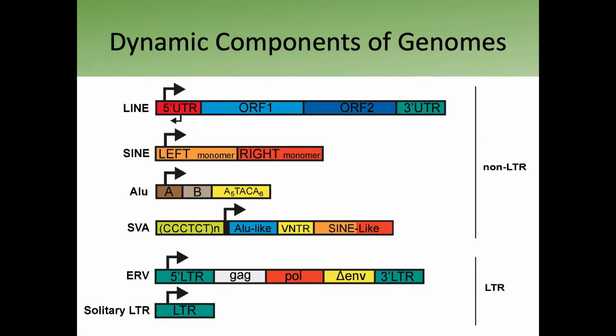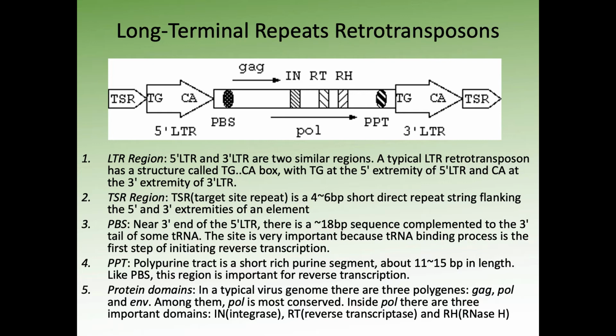In addition to transposable elements, there's a whole other suite of different dynamic components of genomes. There's LINEs and SINEs, ERVs and LTRs. LTRs are, I think, an interesting class of repetitive element because they clearly have such a strong relationship with viral elements.